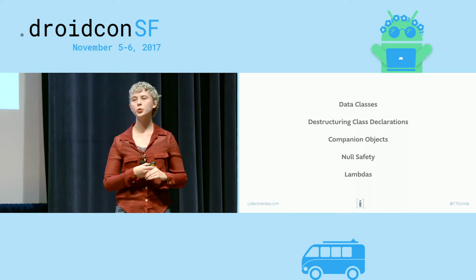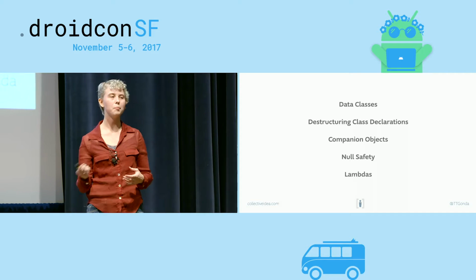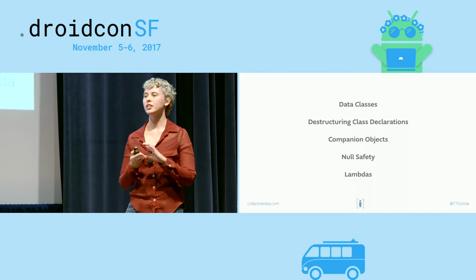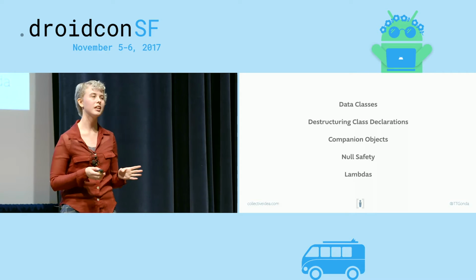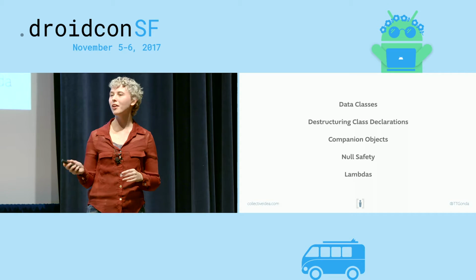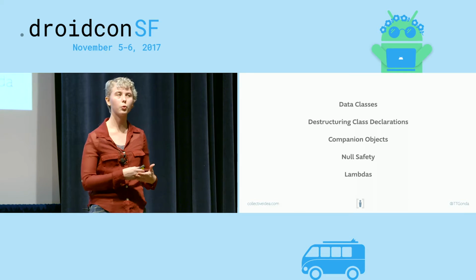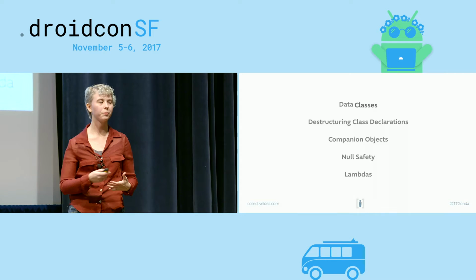So today we're going to look at some examples of some Kotlin language features decompiled into Java. We're going to look at data classes, destructuring class declarations, companion objects, null safety, and lambdas. This is in no way an extensive list. There are so many other things that you can look at using the decompiler. This is just what we're going to look over today. So let's start at the top.